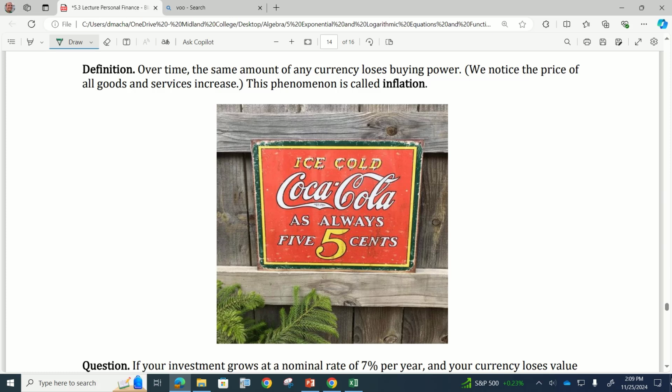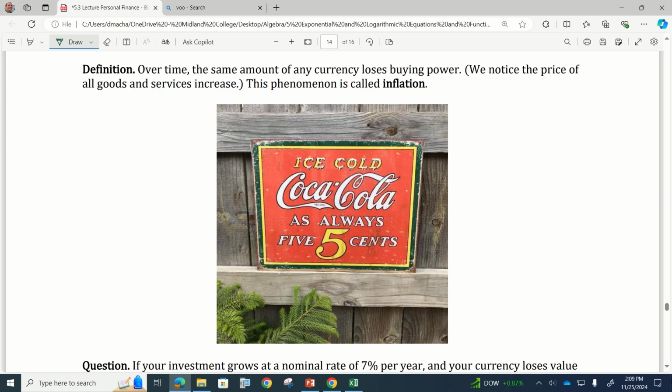In fact, there's lots of signs that you can find on eBay and stuff that are like old Coca-Cola ads where it's like, Coca-Cola, always 5 cents. And like today, that's like, I don't know, $1 for a Coke. This is called inflation. Over time, any currency is going to lose its buying power. The United States has the Federal Reserve. No, Federal Reserve sets the interest rates. The Department of the Treasury kind of gets to set what they want the rate of inflation to be.